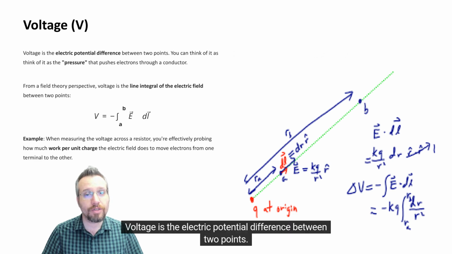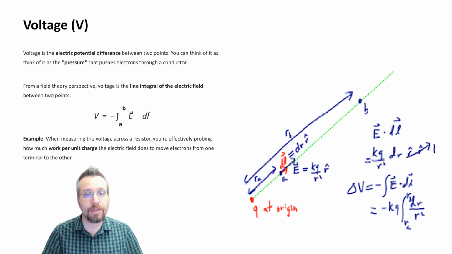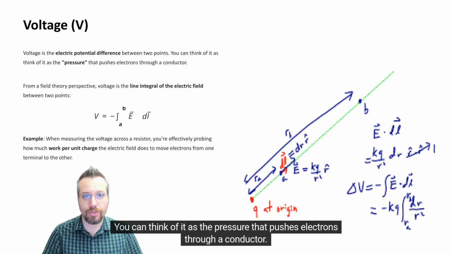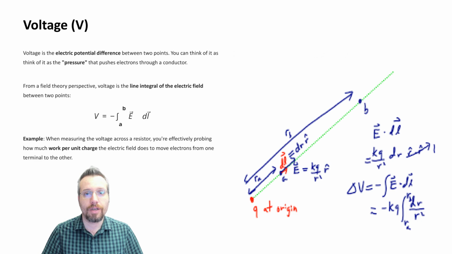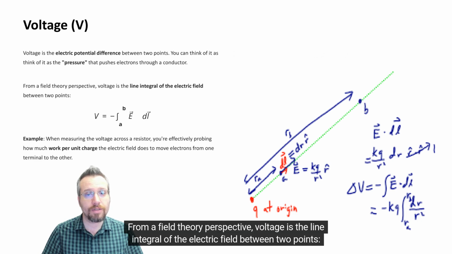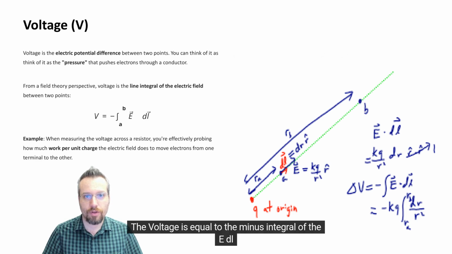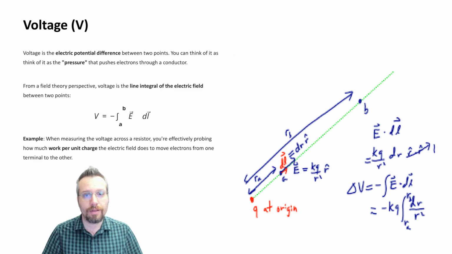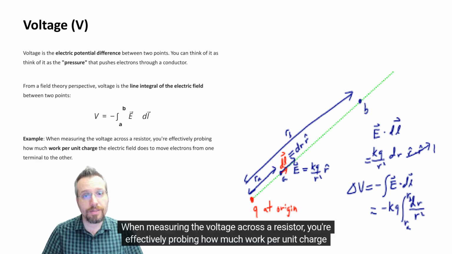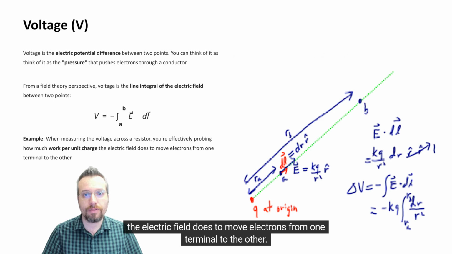Voltage is the electric potential difference between 2 points. You can think of it as the pressure that pushes electrons through a conductor. From a field theory perspective, voltage is the line integral of the electric field between 2 points. The voltage is equal to the minus integral of E dot dl. For example, when measuring the voltage across a resistor, you're effectively probing how much work per unit charge the electric field does to move electrons from one terminal to the other.